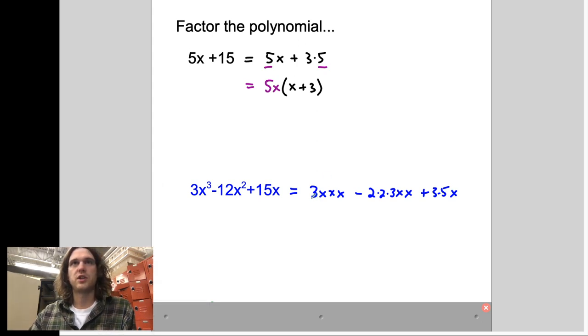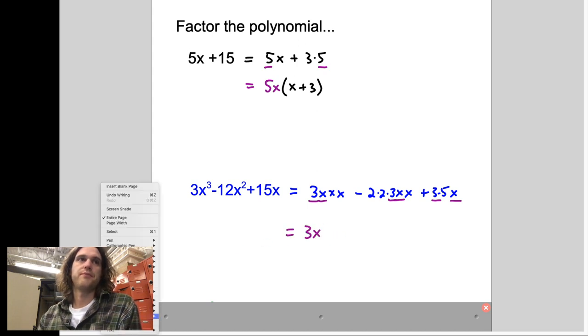We're going to underline what they share in common. Each of them has a 3. Does each of them have an x? Yes, they do. Does each of them have a 2? Nope. Does each of them have a 5? Nope. Does each of them have 2 x's? Nope. This one's our limiting factor, so our GCF is 3x here.